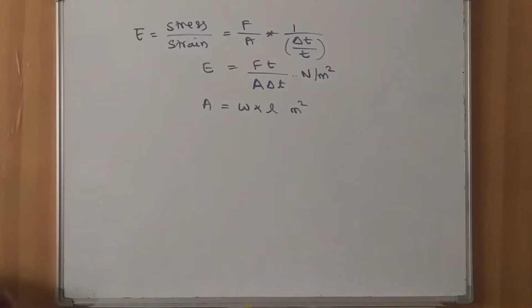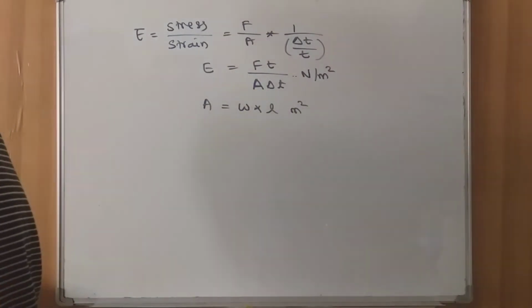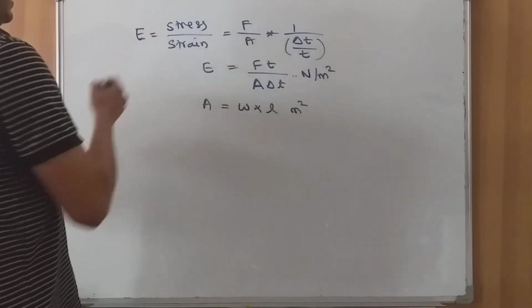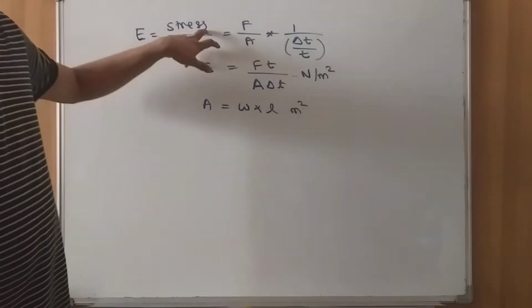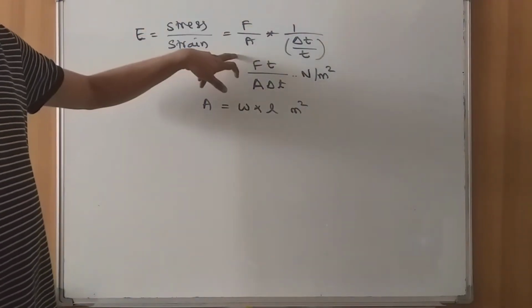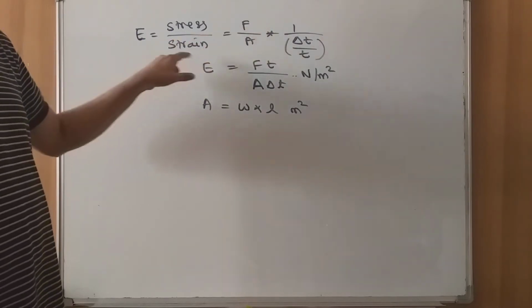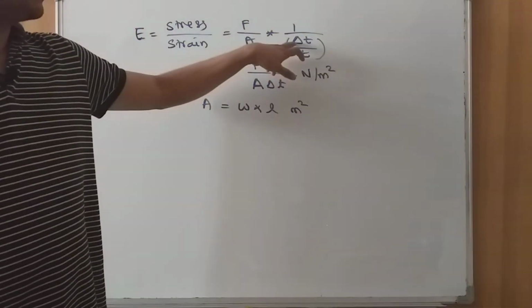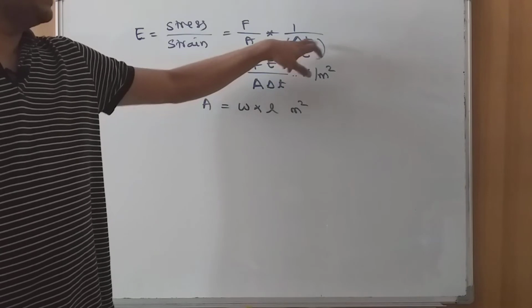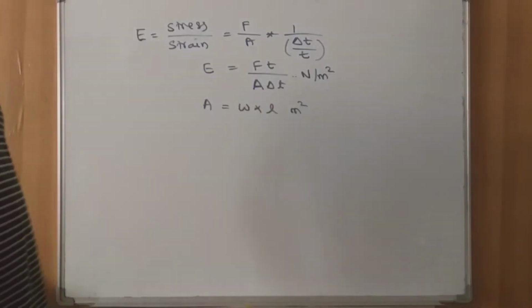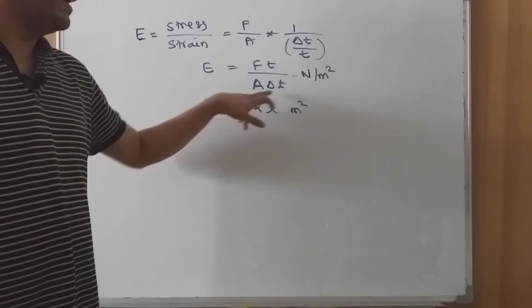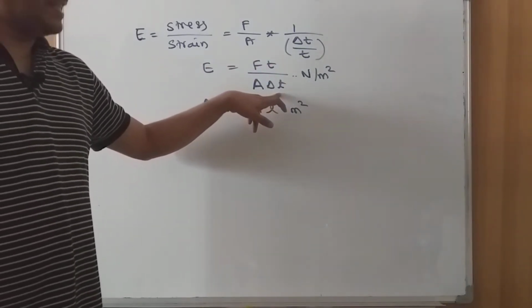The modulus of elasticity or the Young's modulus E is calculated by the relation stress by strain. Stress is nothing but force upon area, so F divided by A. Strain is calculated as the change in dimension divided by the original dimension. In this case it is thickness, so del T divided by T. If you rearrange the equation, we will get E is equal to F T divided by A times delta T.